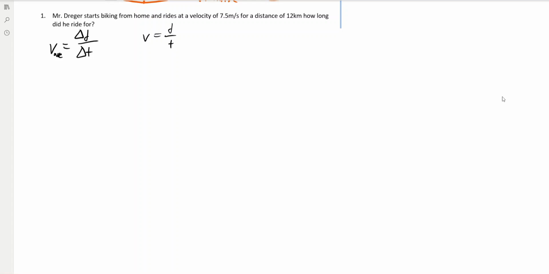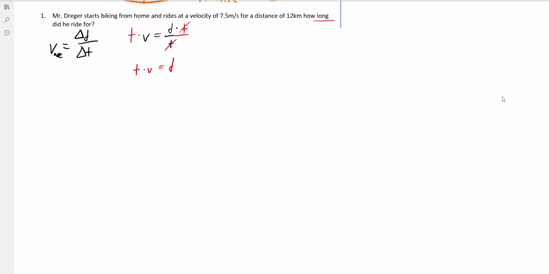So what you should be doing is solving for how long did he ride for? Well, you're solving for the time. So you're going to go T, actually let me show you all the steps. To move the T over, you're going to use opposite operators. We were dividing by T, so now we're going to multiply by T. That lets us cancel. So T times V equals D.